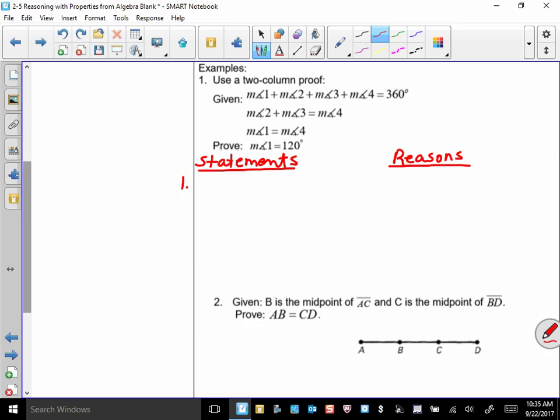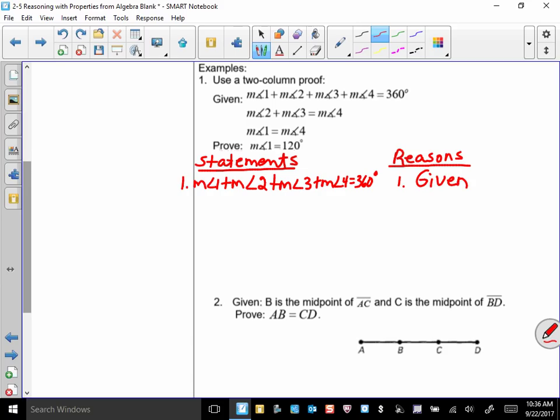First statement, of course, is going to be, I have two given statements. So when you have two given statements, you can write them in the same step or you can make two steps. It really doesn't matter. So I got the measure of angle 1 plus the measure of angle 2 plus the measure of angle 3 plus the measure of angle 4 equals 360 degrees. My reason is that's given.